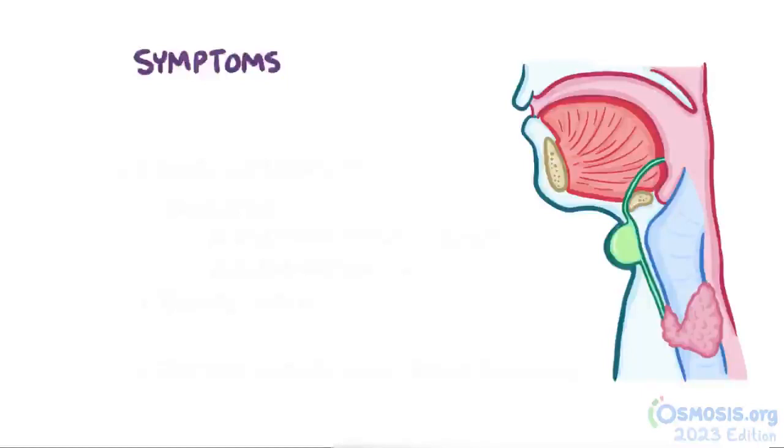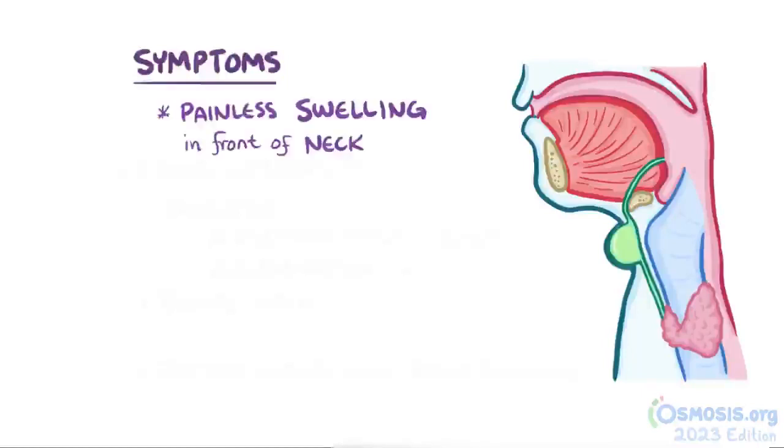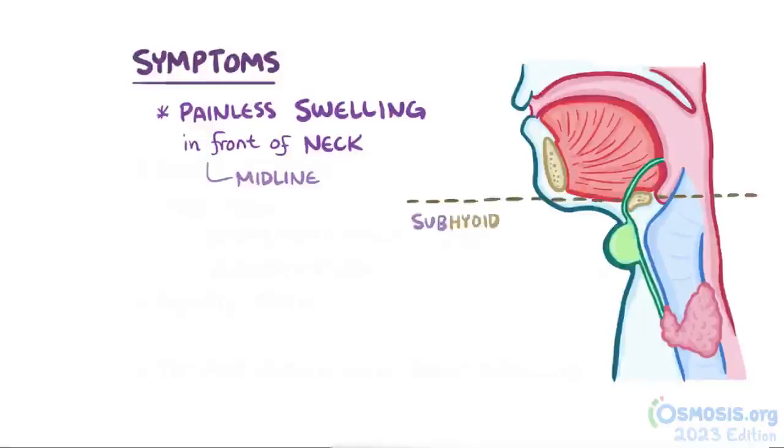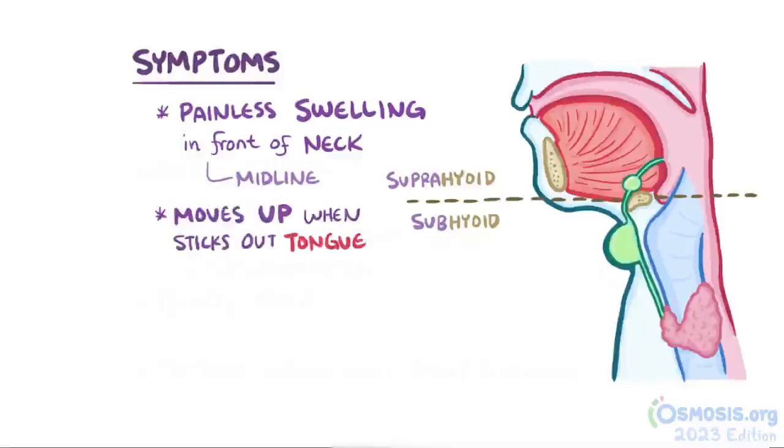The most common symptom of a thyroglossal duct cyst is painless swelling in front of the neck, which can lie anywhere along the path of the thyroglossal duct. Usually it's midline or just slightly off of the midline, and the most common locations are subhyoid, or just below the hyoid bone, and suprahyoid, just above the hyoid bone. Because of its connection to the tongue, the thyroglossal duct cyst moves up when a person swallows or sticks out their tongue. Also, the cyst might appear red and be painful if the cyst gets infected.